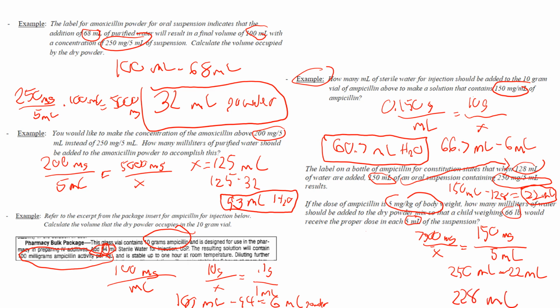And this kind of makes sense, right? Since this is a lower concentration, 250 milligrams per milliliter is more concentrated than 150 milligrams per milliliter, meaning we're adding more water. So it makes sense that the 228 is bigger than the 128 before. And again, this is a really nice whole number. Most of these will be whole numbers. So yeah, that's pretty much all there is with those.